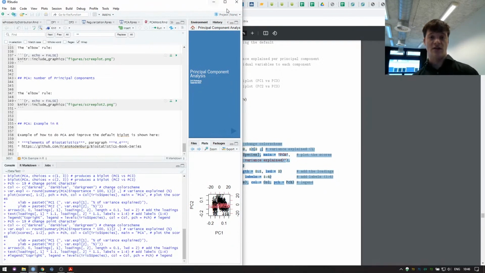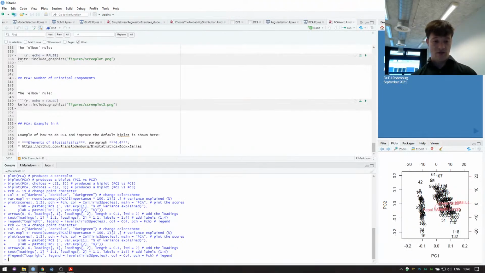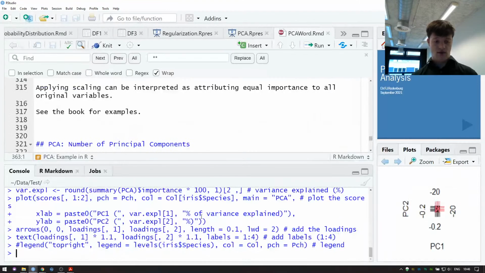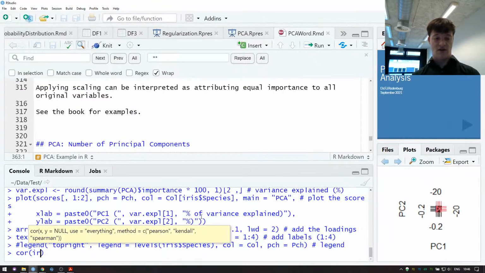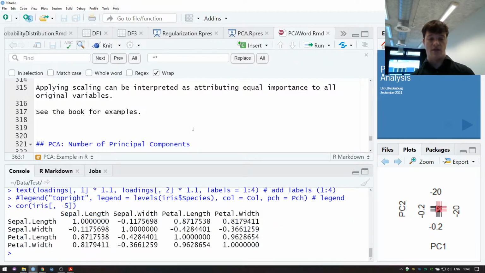Well, that's something we can calculate. So let me zoom in a little. Correlation of iris, and we're not going to look at species because that's a new factor, so that doesn't work. Okay, well, where do we see whether she was right or not?